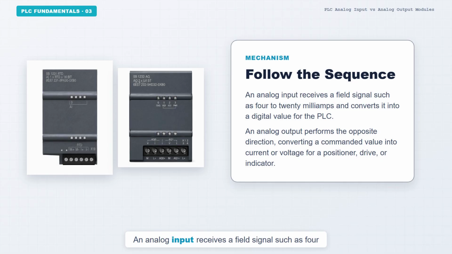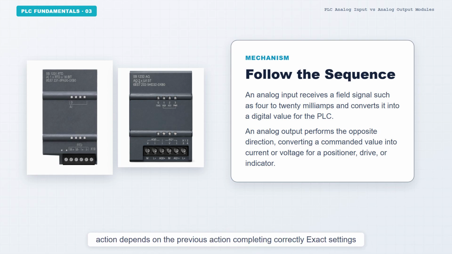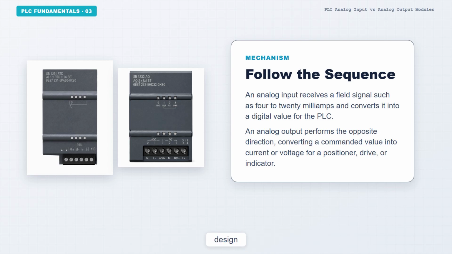An analog input receives a field signal, such as 4 to 20 milliamps, and converts it into a digital value for the PLC. An analog output performs the opposite direction, converting a commanded value into current or voltage for a positioner, drive, or indicator. Watch the direction carefully. The next action depends on the previous action completing correctly. Exact settings, fail actions, and timing remain specific to the approved plant design.